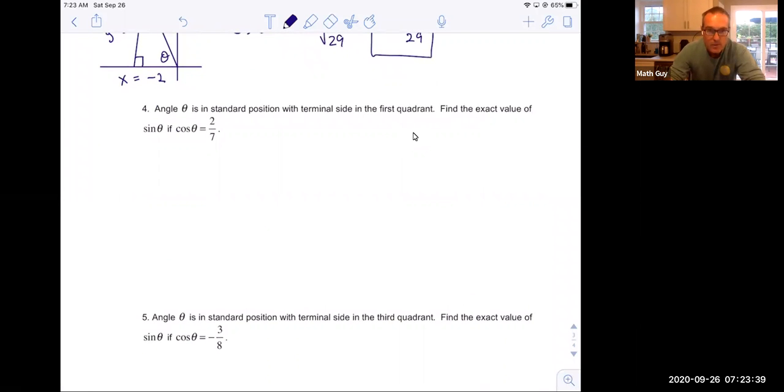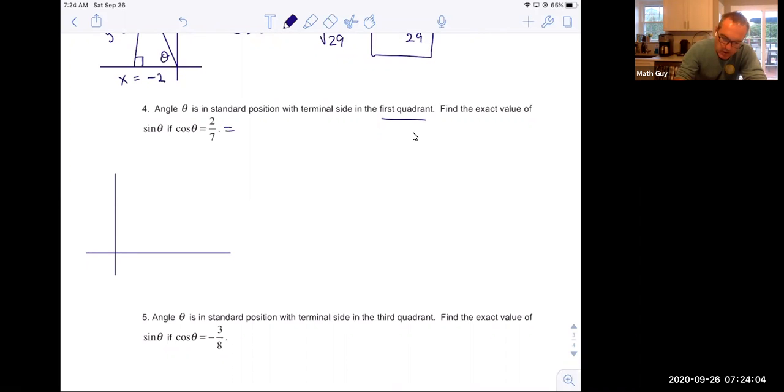So, the wording of number 4 is kind of a mouthful. Angle theta is in standard position in the first quadrant. Find the exact value of sine if cosine of theta is 2/7. So first of all, they told me I'm in the first quadrant. So let's draw an angle in the first quadrant. Okay, and what did they give me? They gave me cosine was 2/7.